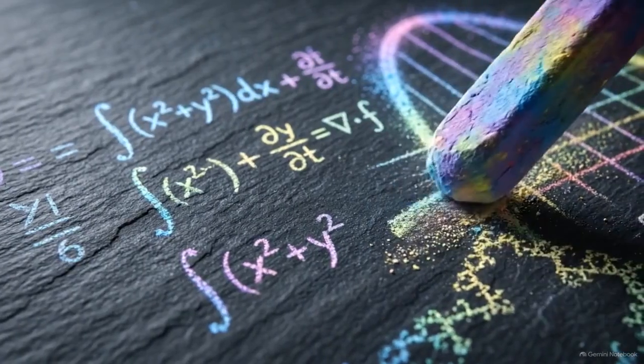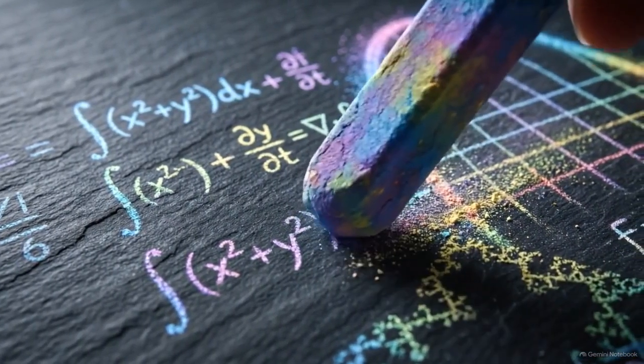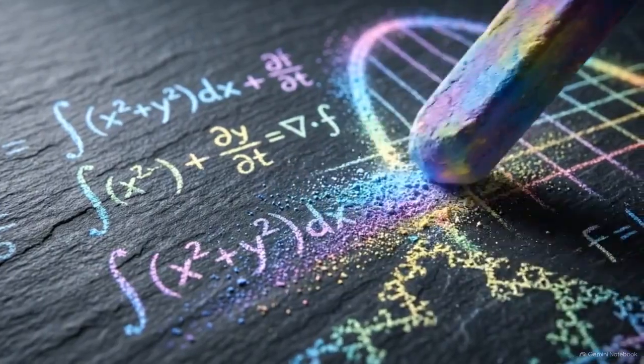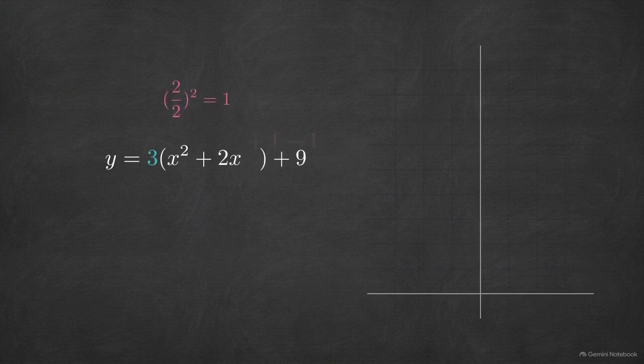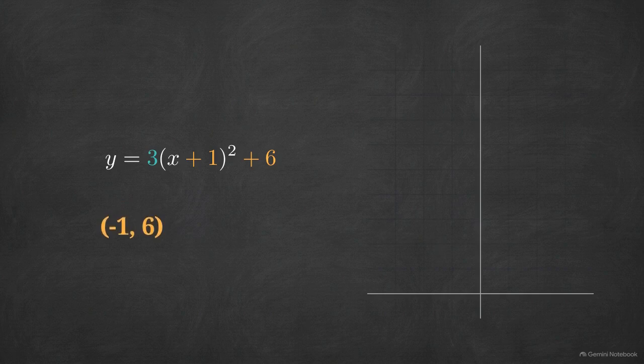Now let's run a real set of numbers through this logic to see exactly how it operates in practice. We have a standard equation, y equals 3x squared plus 6x plus 9. Our goal is to find its absolute minimum. We execute the complete the square steps, factor out the 3, calculate the missing term, and both add and subtract a 1 inside the parenthesis. Condensing the trinomial yields vertex form, y equals 3 times x plus 1 squared plus 6. The coordinates of the vertex are negative 1, 6.